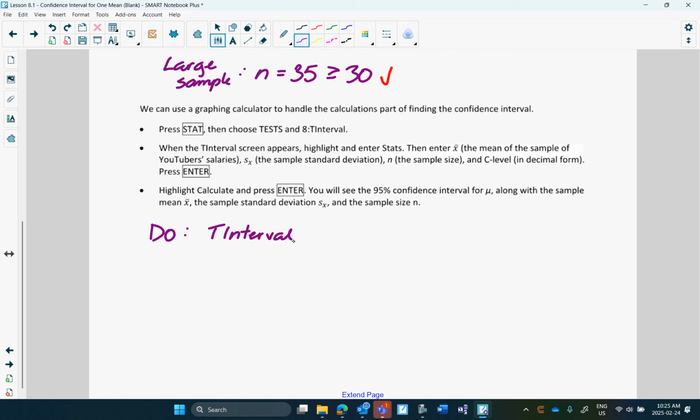And then when we hit that, first of all, always highlight stats, okay? Because it's stats that we're doing. And then it'll change the display, and then you'll see everything that you need to put in. So because we're putting the stats in, X bar is 70,000 $188.